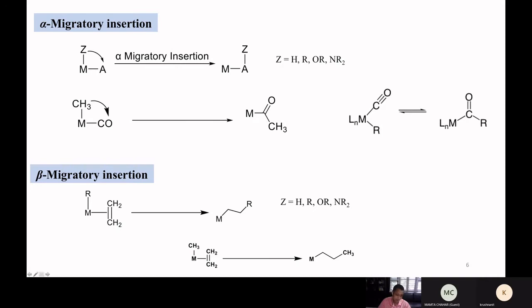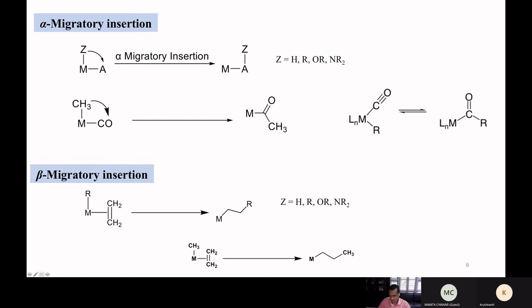It need not necessarily be a carbonyl, it could be an olefin, it could be anything else, usually an unsaturated molecule. In this right hand picture, it is a little bit more clear. So, metal carbonyl, this R group which is with the metal, it will transfer onto this carbon.